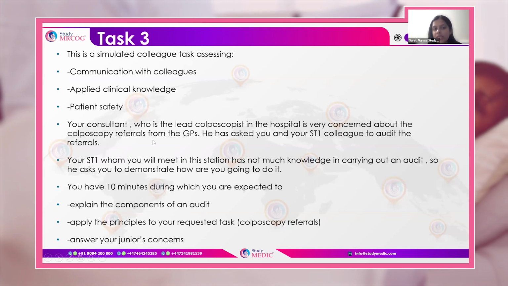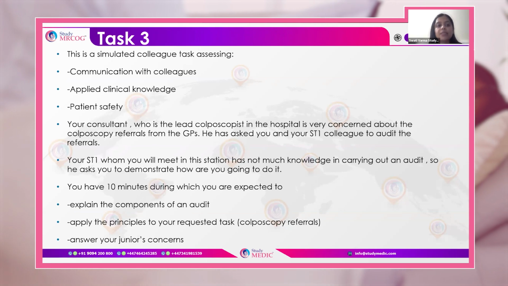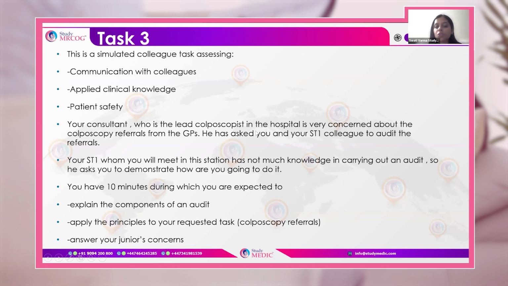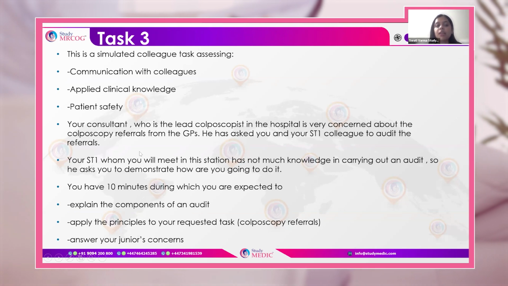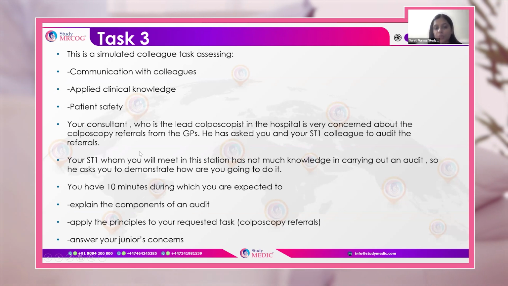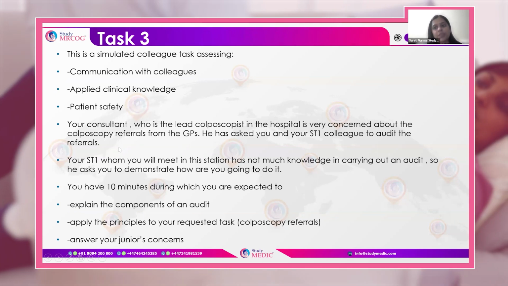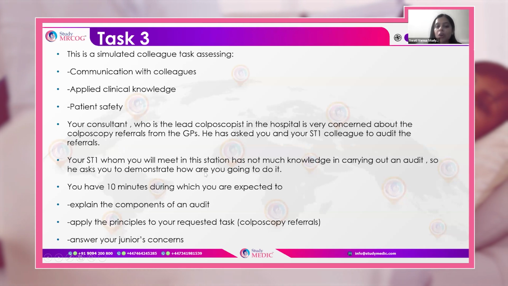Then last task which we are discussing today is task 3. Your consultant, who is the lead colposcopist, is very concerned about the colposcopy referrals from the GPs. He has asked you and your ST1 colleague to audit the referrals. Now this is regarding audit.